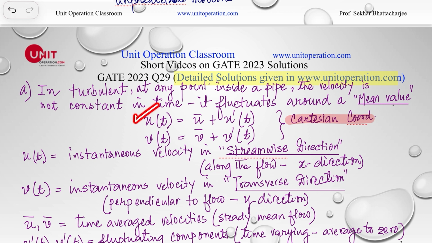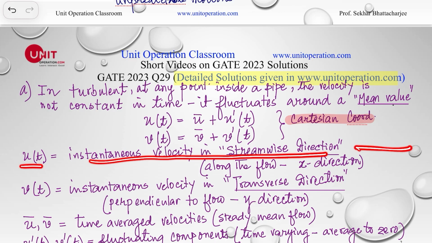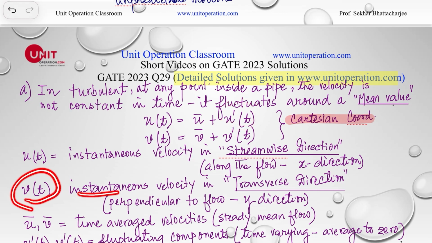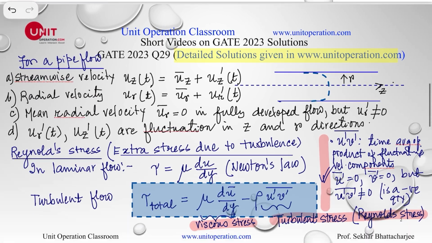So we can write this one as: u(t) is the instantaneous velocity in the streamwise direction. Let's say this is flowing in this direction. So u bar and v bar are the time averaged velocity, the steady mean flow. So this is the steady mean flow, time average, plus this is the fluctuating component, and v(t) is the instantaneous velocity in the transverse direction, perpendicular to the flow, in the y direction. Again, that's the mean velocity plus the fluctuating component. Okay, and of course we are talking about the Cartesian coordinates.